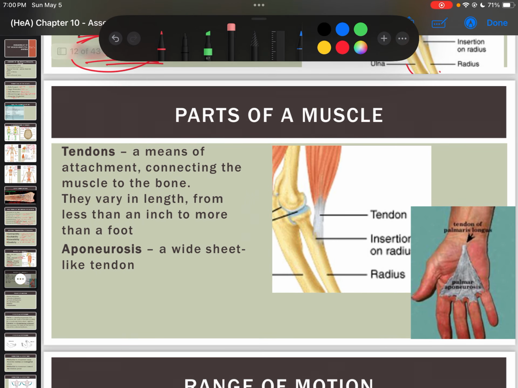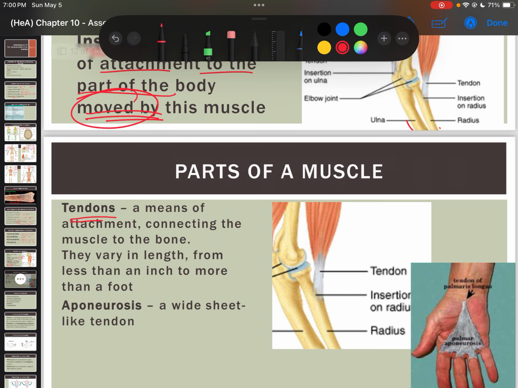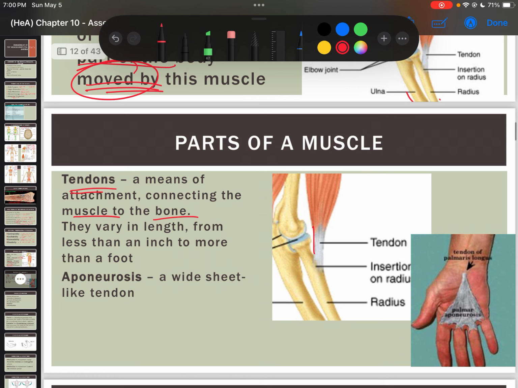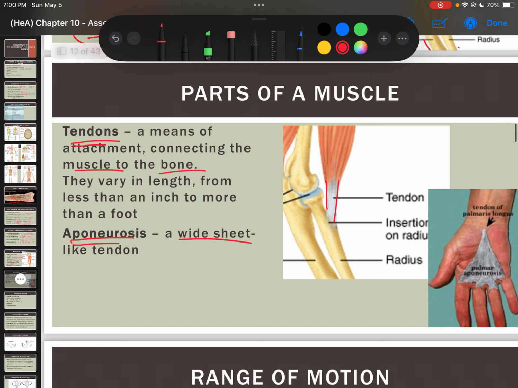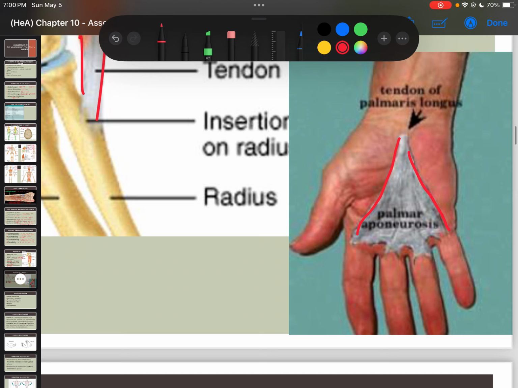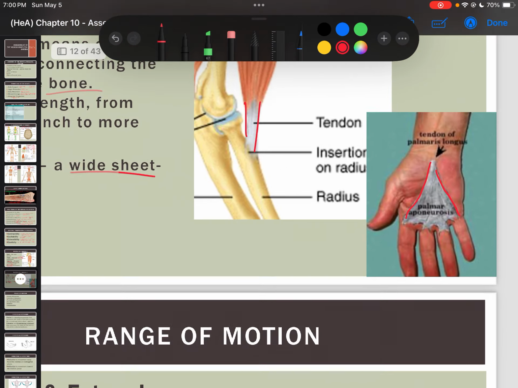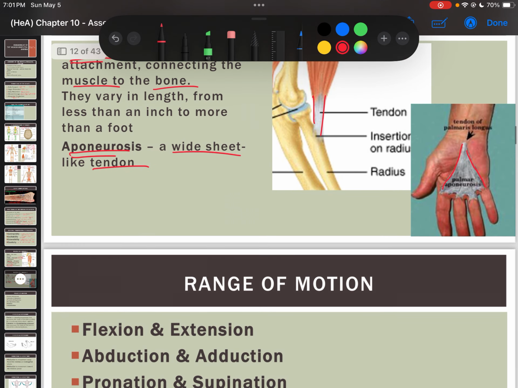Aside from that, we also have a few other parts of the muscle, mainly among which are our tendons. As I've mentioned before, they are a means of attachment, connecting muscle to bone. We also have our aponeurosis. It is a wide sheet-like tendon. An example of an aponeurosis, class, is in our palms. That is the reason why when we try to close our palms, they all close together. Because they are pulled like a sheet. Like a sheet.